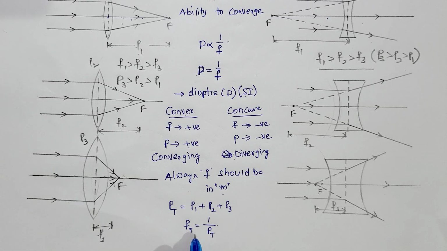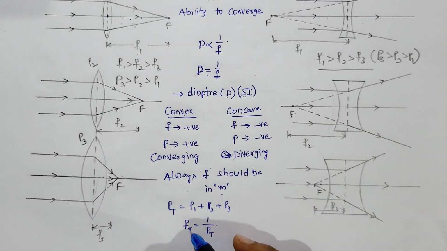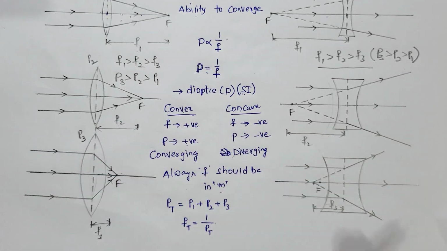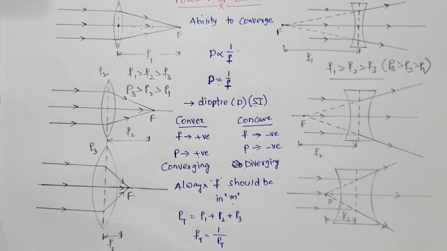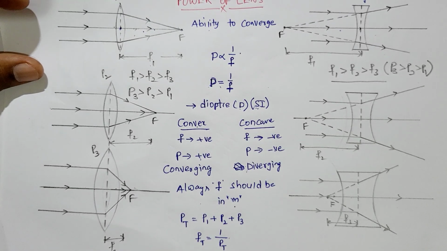Right, sir, where did we get this formula? From here only. Interchange these two, and we'll get F is equal to 1 by P, from P is equal to 1 by F only. Okay. So you can take a snap or you can note down some important points on power of lens. Let us take some simple questions on power of lens, and afterwards we'll increase the difficulty level of the problems.